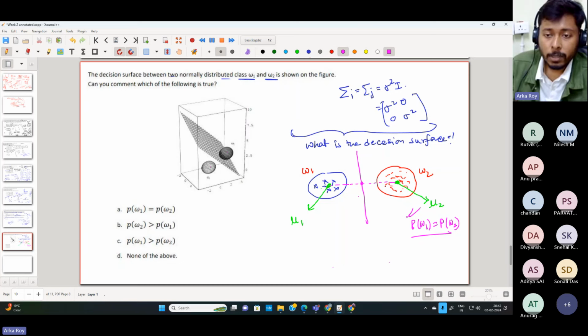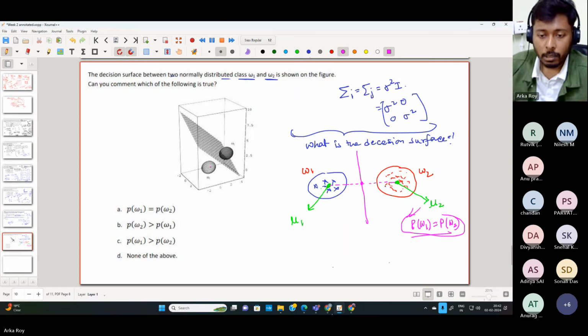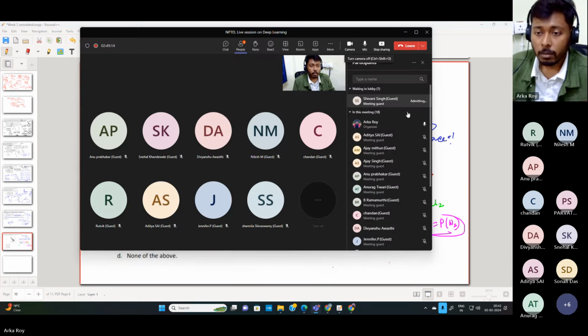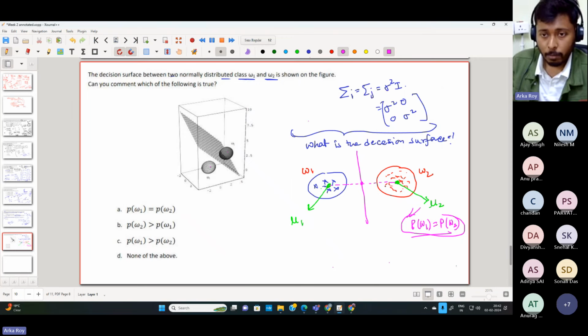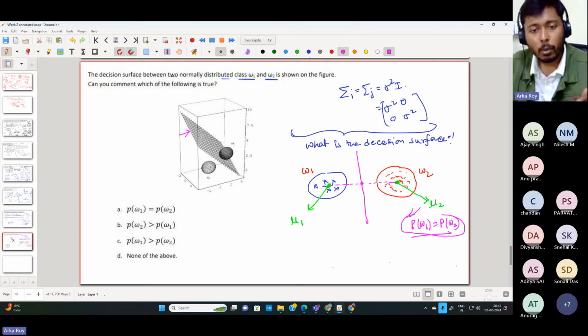the topic that we were discussing is that, given the prior probabilities are the same, we have the perpendicular bisector, orthogonal, and this is a bisector. Now, the question says that from the image, you can see that this is the decision surface, and the decision surface is giving quite a lot of space to omega 1. You can see the decision surface is closer to omega 2. Is it not?